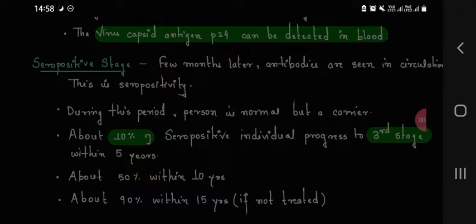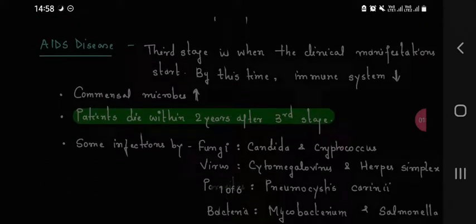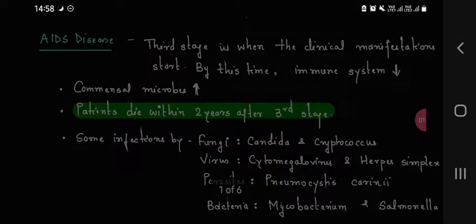About 10% of seropositive individuals progress to the third stage within 5 years, about 50% within 10 years, and about 90% within 15 years if not treated. AIDS disease: the third stage is when the clinical manifestations start. By this time, the immune system is depleted. Commensal microbes increase. Patients die within 2 years after the third stage.